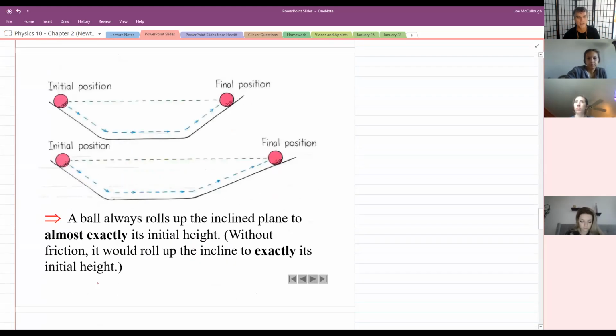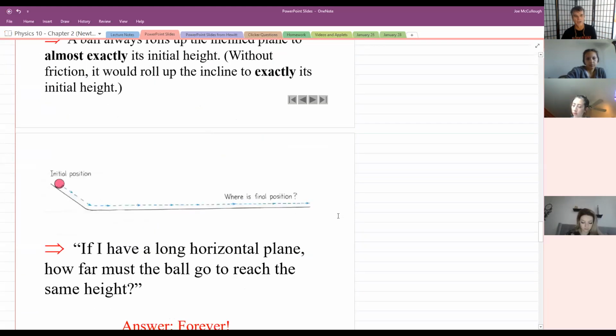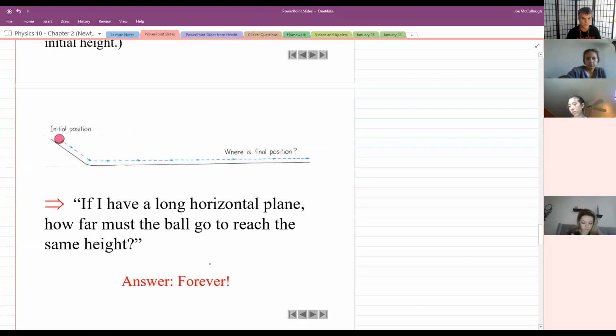Another thing he did is he looked at balls rolling down one plane and then up another plane. What he noticed is that if I had a ball starting at some initial height and it rolled down one plane and then up another, it would always roll to the exact same height. And we'll see later this is because of something called conservation of energy. It doesn't matter what the slope was, it would always tend to roll to the exact same height it started at. Then he thought, what happens if I didn't have a slope on the other end? How far would it have to roll to get to the same height? And the answer is, it would roll forever.